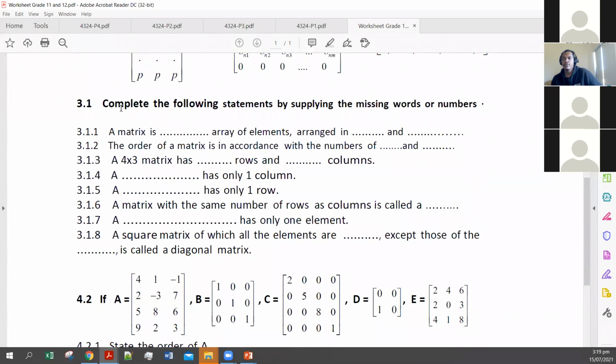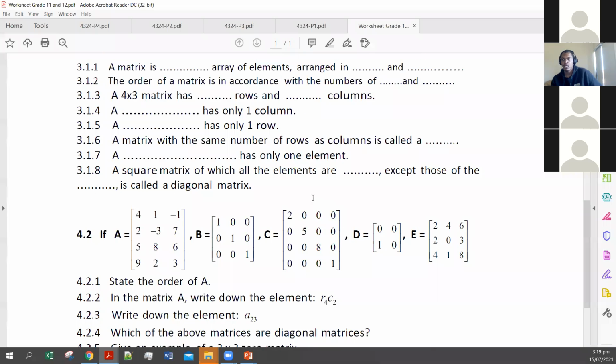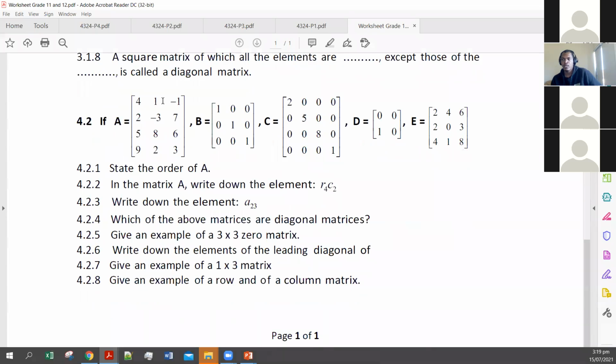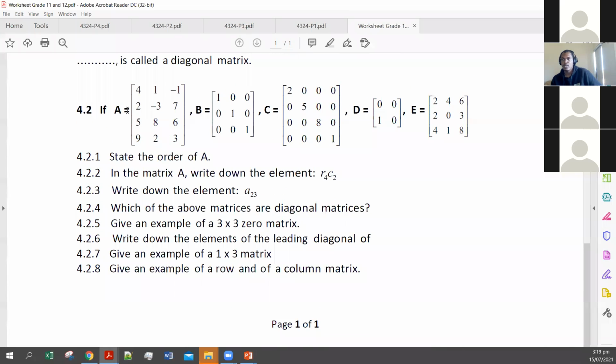And then here we just have some questions regarding matrices. A matrix is a what? Fill out the missing words from a matrix. And over here, we are giving you another one. If A equals this matrix, B equals this matrix, C equals this matrix, and so forth, state the order of matrix A. In the matrix A, write down the element.